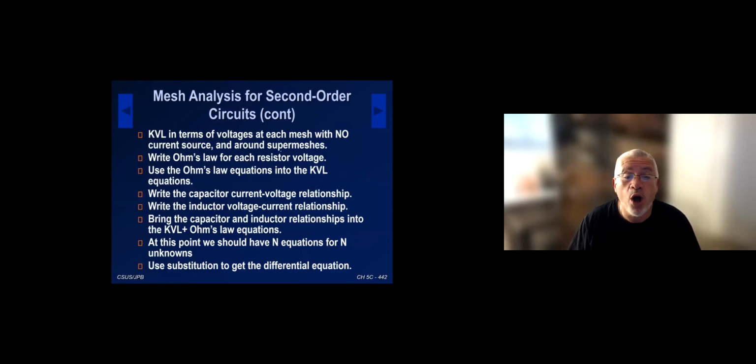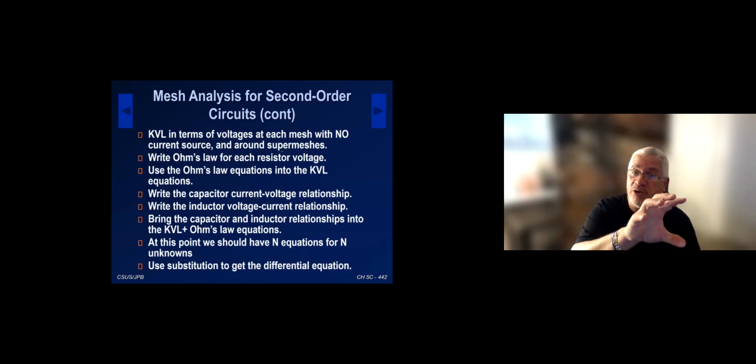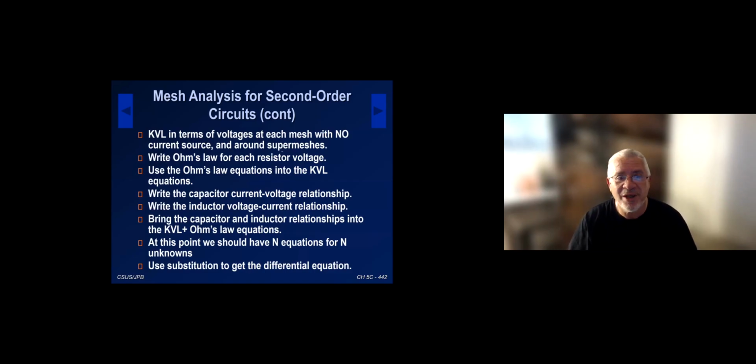Then we write Ohm's law for each resistor current, each resistor voltage. So what Ohm's law does essentially is express the voltage on the resistor in terms of mesh currents. Then I want you to use this Ohm's law in the KVL. And thus far, again, at this point, we haven't touched the inductor and the capacitor.